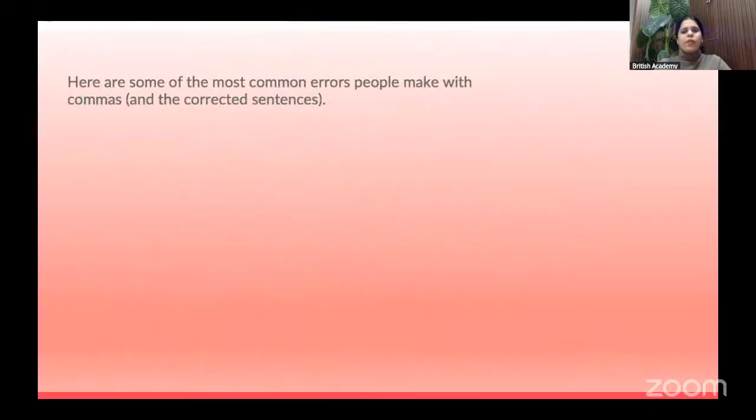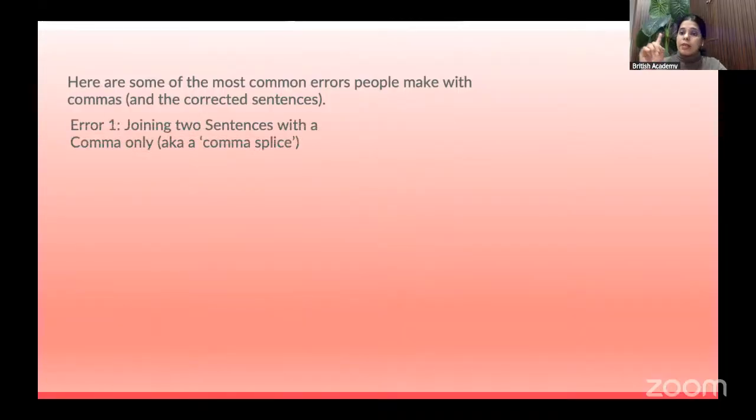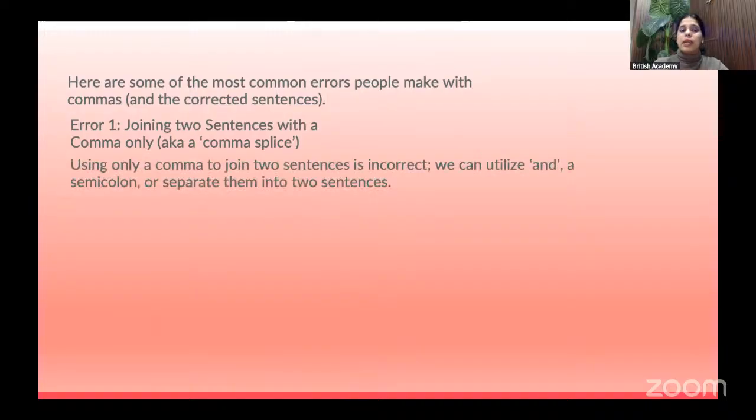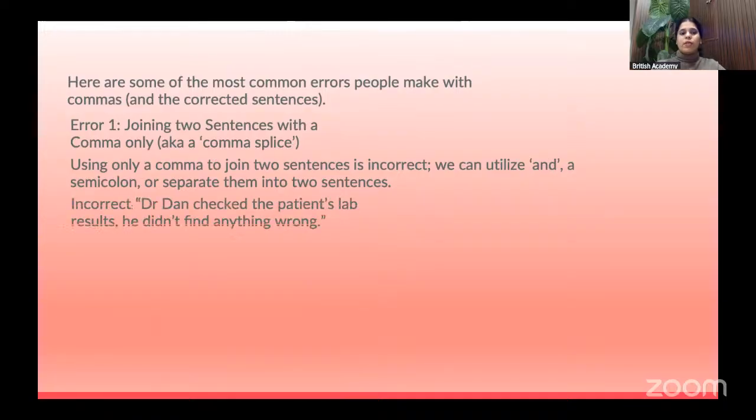Now, some of the common errors people make with commas, and I've also given the corrected sentences. The first one is joining two sentences with a comma only. This is called a comma splice. If you're going to use a comma to join sentences, that is wrong. You can utilize a connector, which we learned in the last session, like and, or you can use a semicolon, or you can separate them into two different sentences.